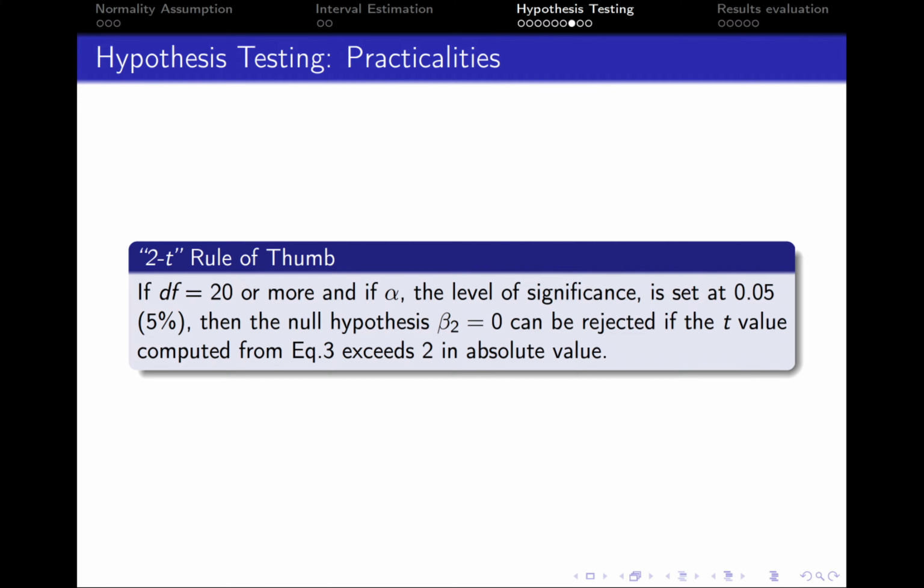And to be able to use this rule, the number of degrees of freedom should be 20 or more, and the level of significance should be 5%.